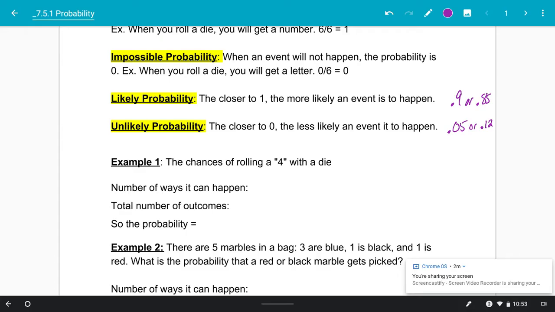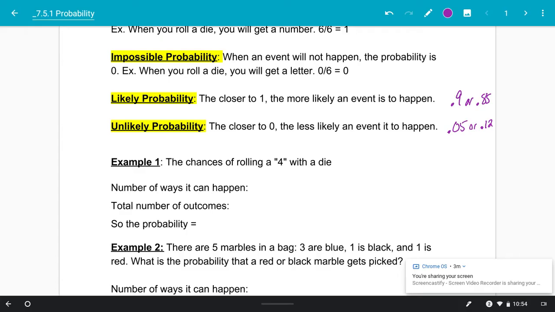So what's in the middle, let's think about that. That 0.5 would be our 50-50 chance of something happening. Like flipping a coin. It's not that one side is more likely than the other. They have that equal probability, right? So 50-50, 0.5 is halfway between 0 and 1. Either a head or a tail could occur.